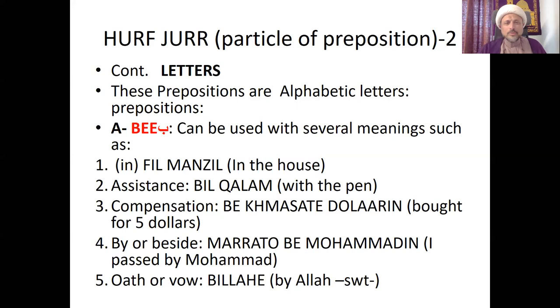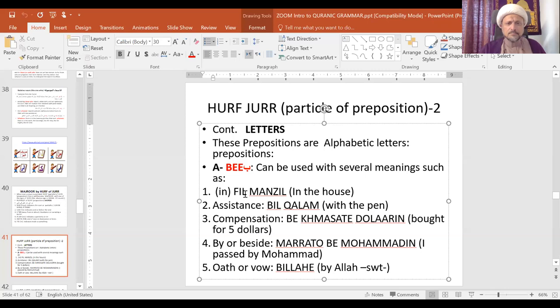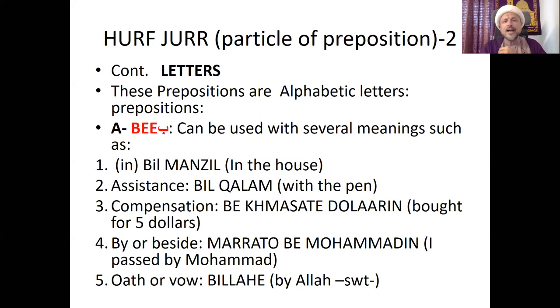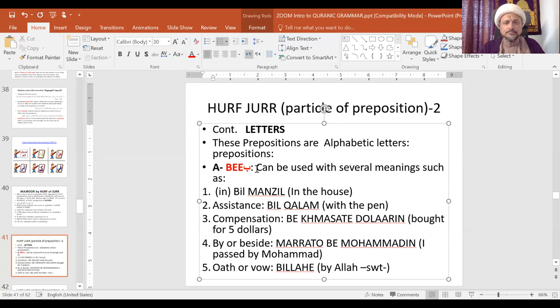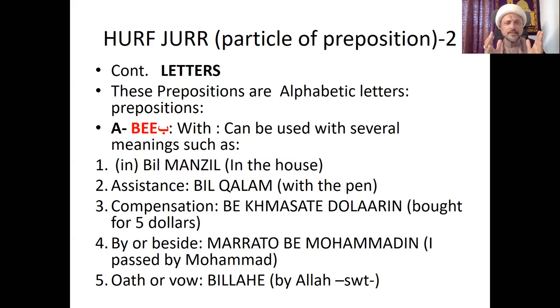B can be used with several meanings, such as in, like fil manzil, okay? No, I'm sorry, not fil manzil, bil manzil, with the house. So I don't know, this example is a little bit off. Okay, where is your father? Bil manzil, in the house, though it is literally with the house, bil manzil, because be initially means with. Let me just put the literal meaning of it. Be means with, okay? So basically, be with. Bil qalam, with the pen. Just remember that. It can be used with several other meanings, such as bil manzil, in the house. Like many Iraqis, where's your father? Bil manzil, in my house, in the house.